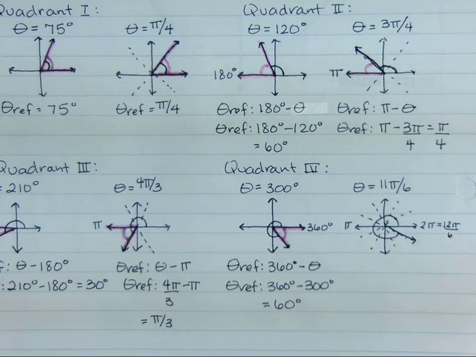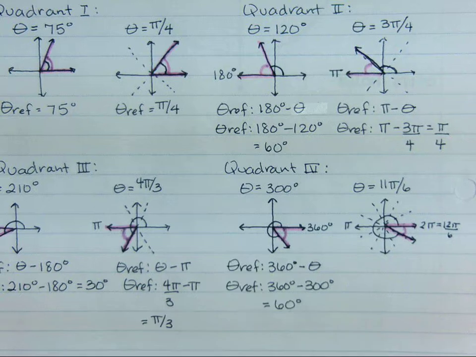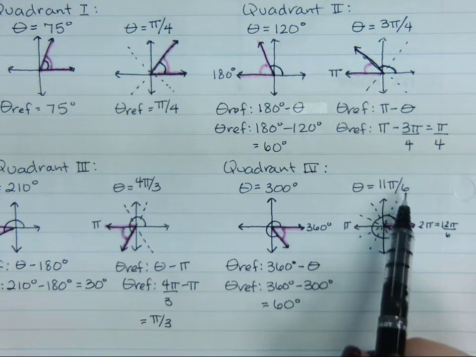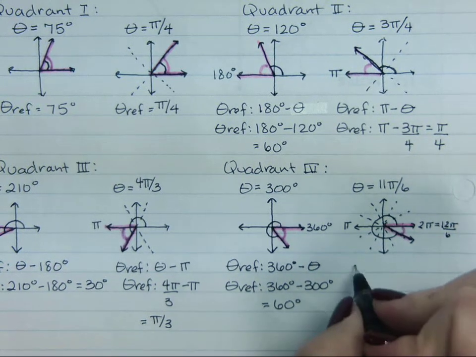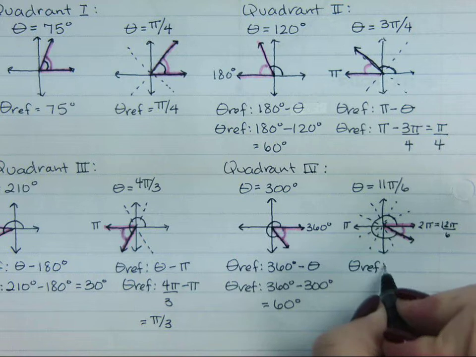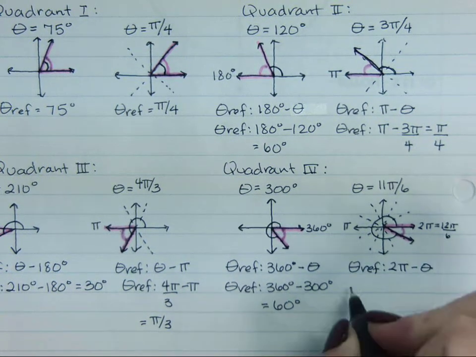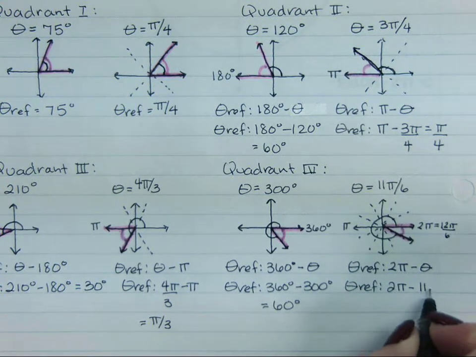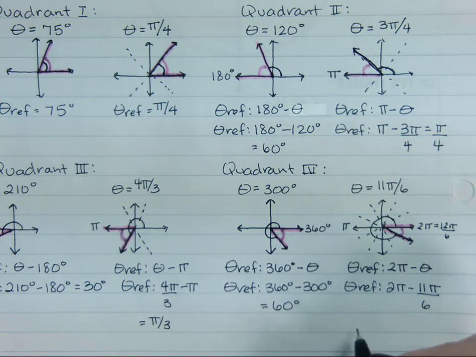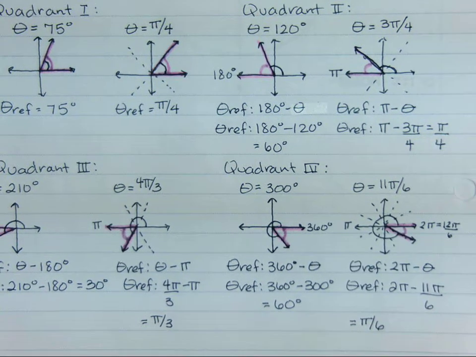And so my closest x-axis, which is 2 pi, to my terminal side, that's my little angle. So I already know that my reference angle is going to be pi over 6 because I can see I have 1/6 of a segment left. But just as a general guide, again, we can take 2 pi and subtract off our theta. And so our reference angle in this case is 2 pi minus 11 pi over 6. And that gives me 1 of the pi over 6 increments as my reference.